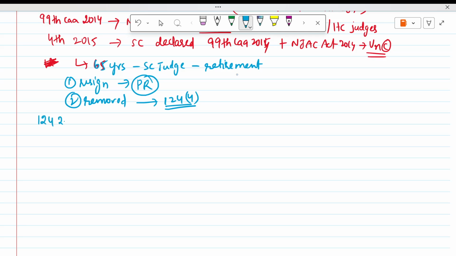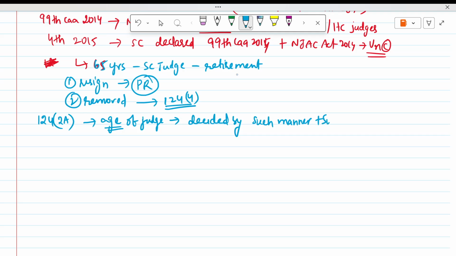Then 124 2A. This is regarding the age of the judge. The age of the judge is decided in such manner and by such authority as Parliament may by law provide. That is 124 2A.